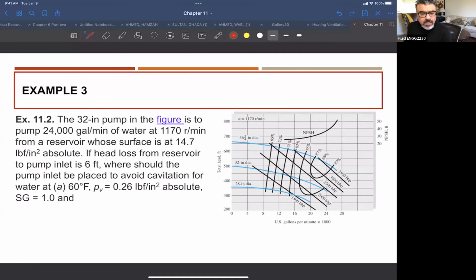So next time we're going to apply this principle in order to check if this pump is going to cavitate or not. So I'm going to stop here and I'm also going to stop the recording.